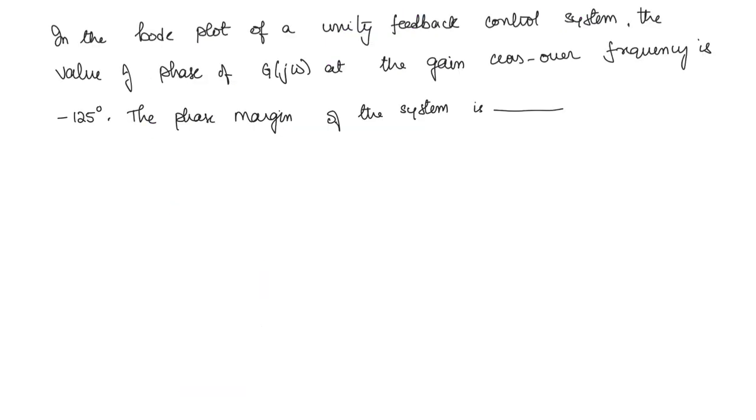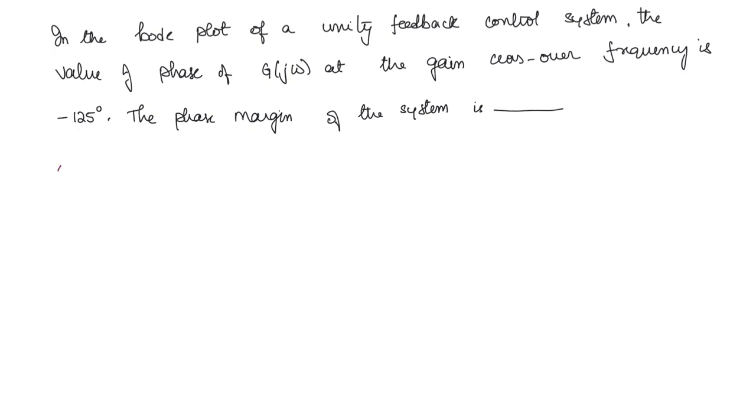Next we have another question. In the Bode plot of a unity feedback control system, the value of phase of G(jω) at the gain crossover frequency is minus 125 degrees. The phase margin of the system is. Okay. So here it is pretty direct.